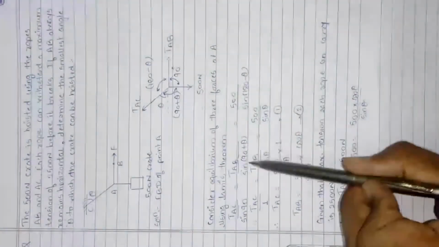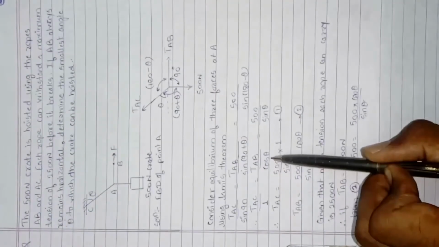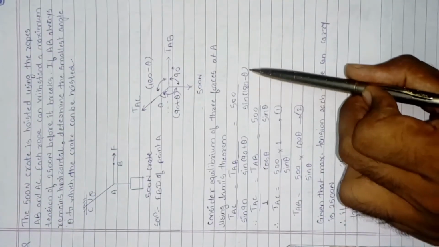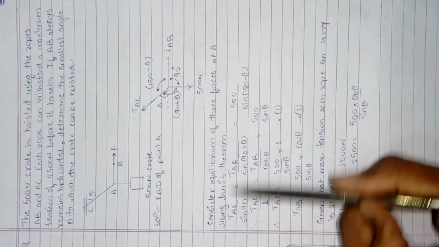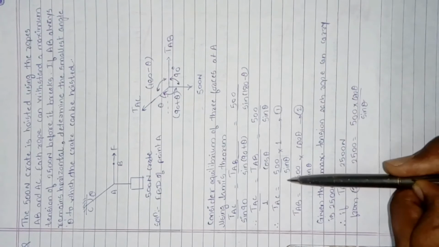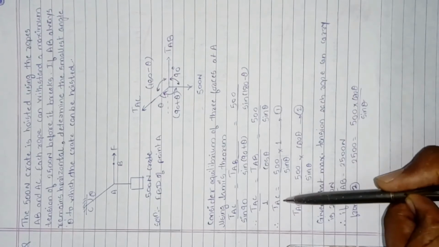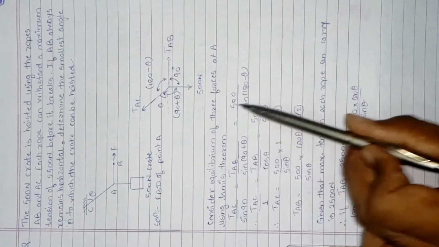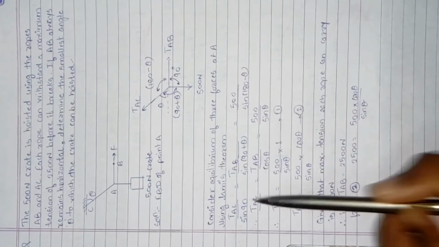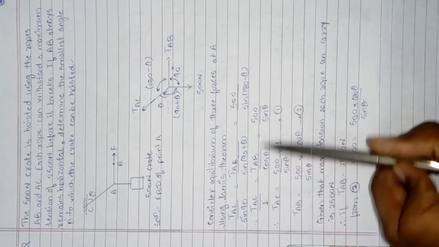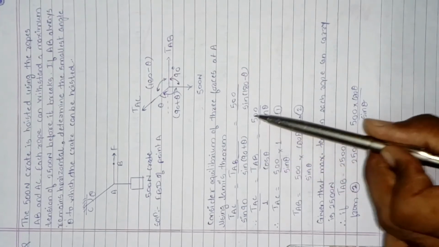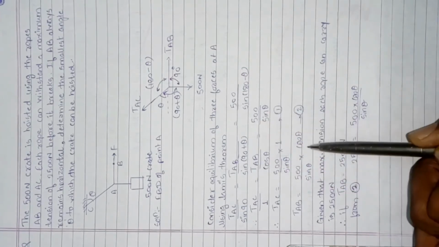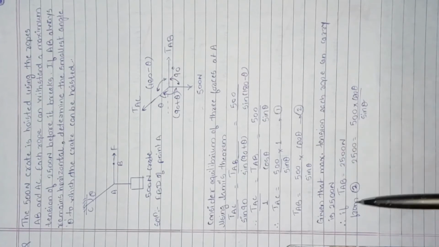We know sine 90 is equal to 1, sine (90 plus theta) is equal to cos theta, and sine (180 minus theta) will remain sine theta. We'll equate equation 1 and equation 3 to get TAC equals 500 upon sine theta into 1. We'll equate the second and third ratio to get TAB equals 500 upon sine theta into cos theta. Now we'll apply the condition.